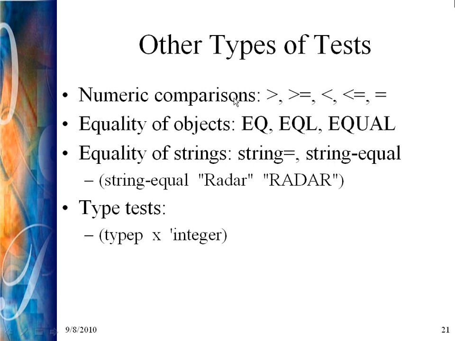Now, for the kinds of tests that you do, there are numerical comparisons, greater than, equal to, less than or equal to. There are objects being EQ, meaning they are absolutely the same object. EQL, which means they are the same object or the same integer or the same character. EQUAL, which would also cover the same strings. You can look all of these up.